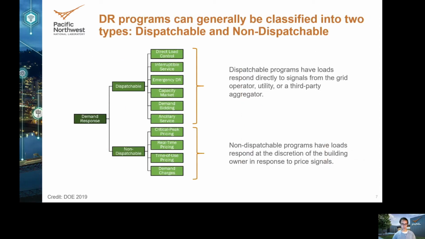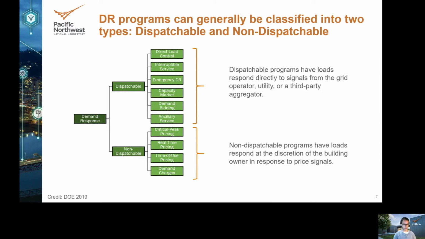And so demand response programs, they're classified by the Department of Energy as either dispatchable or non-dispatchable. The dispatchable programs have loads respond directly to signals from the grid operator, utility, or third-party aggregator, while non-dispatchable programs have loads that respond at the discretion of the building owner in response to pricing signals.